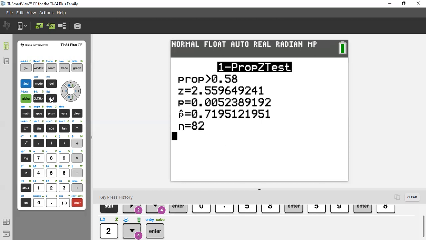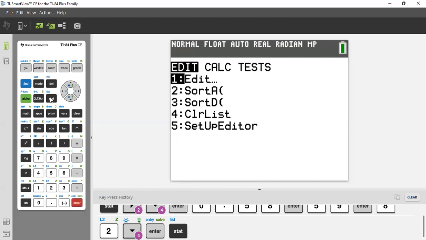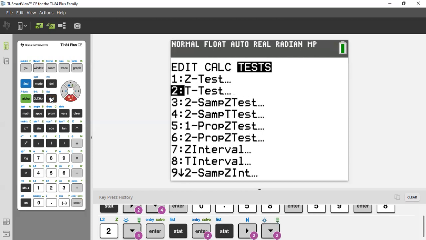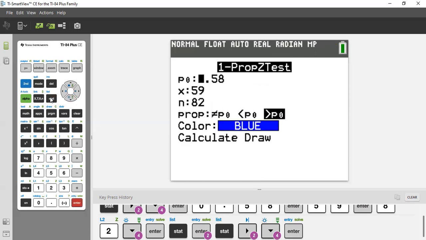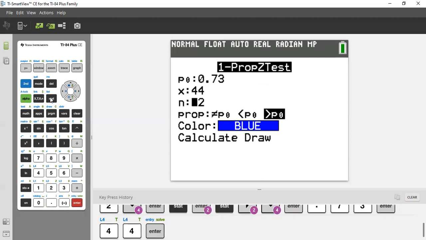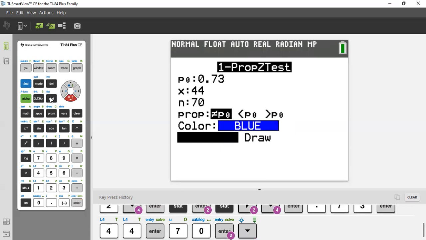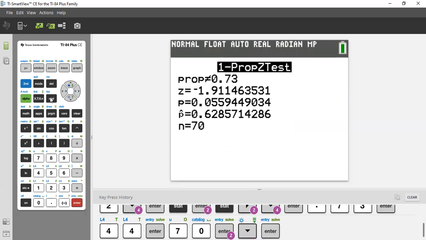Now, if we take a look at, say, number 7, okay, which is the one about it being different. So I'm going to, again, go over here to tests. And I'm going to go down to that one prop Z test. It said that it was different than, or differs from, 73. So I'm going to put 0.73 on here. We had 44 companies out of 70. And this was a not equals to. Okay, so I'm going to select that not equals to, and I'm going to have it calculated.